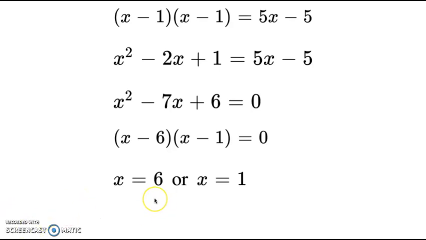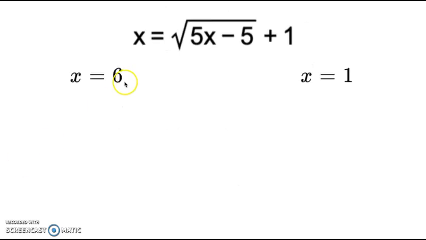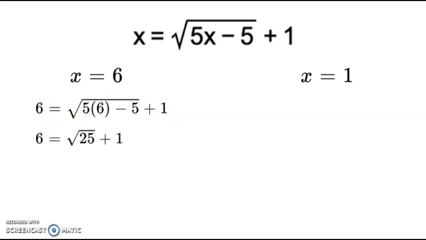Now we're going to have to substitute 6 and 1 in and see which is actually our solution. So let's do that. So substituting 6 in, I'll have the square root of 5 times 6 minus 5, plus 1 equals 6. So 5 times 6 is 30, and 30 minus 5 is 25. The square root of 25 is 5, and 5 plus 1 does equal 6. So this is one of our solutions. Let's check the second one.